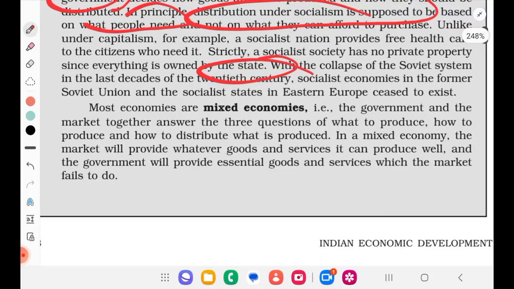Most economies are mixed economies. That is, the government and the market together answer the three questions of what to produce, how to produce, and how to distribute what is produced. In a mixed economy, the market will provide whatever goods and services it can produce well, and the government will produce essential goods and services which the market fails to do.